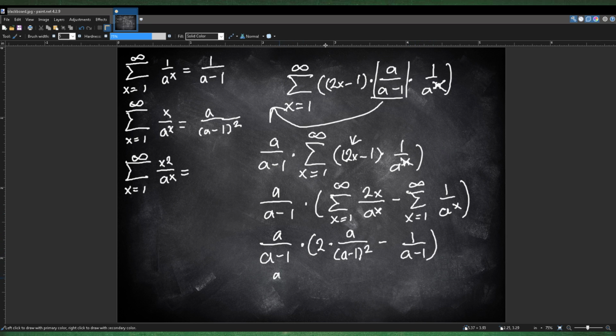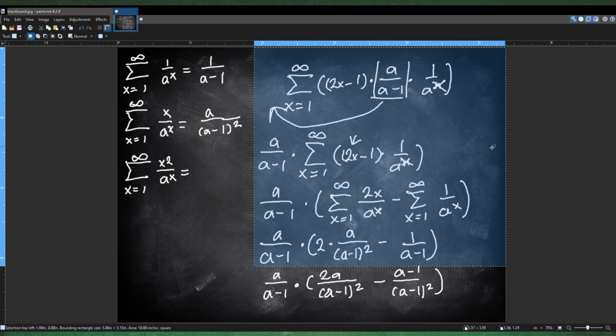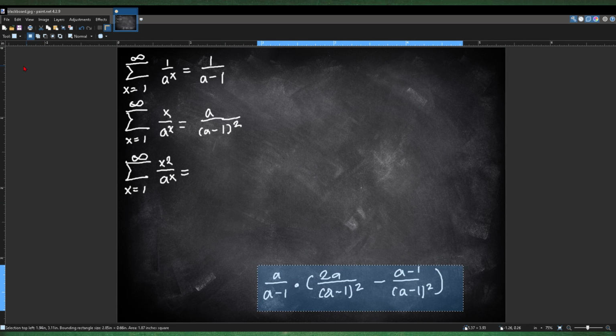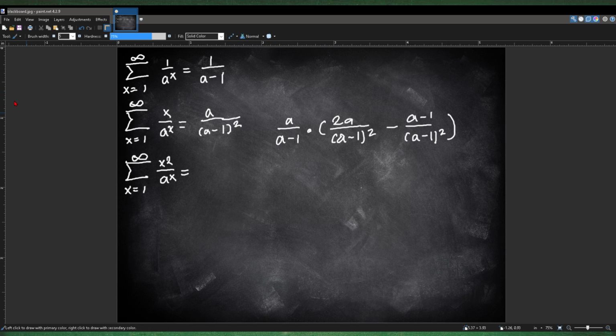Okay, so we have a over a minus 1 times 2a over a minus 1 squared minus, and then you multiply a minus 1 on top, so then you have a minus 1 squared on the bottom. So we get the same denominators, so we are able to simplify, and then just make a really easy equation.